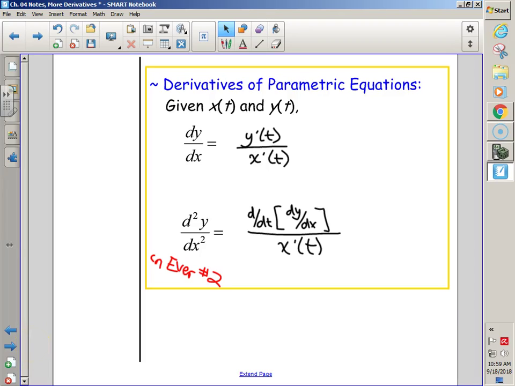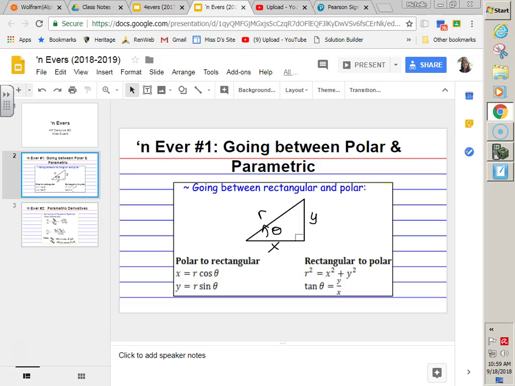Derivatives of parametric equations, or the slopes to parametric curves, dy/dx and d squared y over dx squared. That's endeavor number 2. And that begged the question, what was endeavor number 1? And so I showed you. Endeavor number 1 is going between polar and parametric.